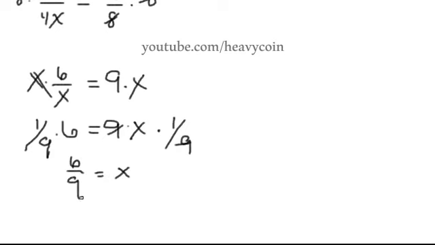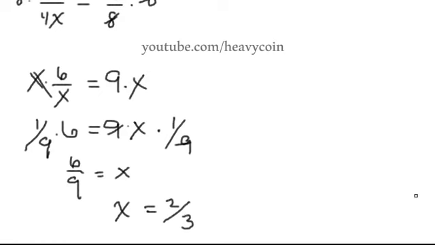Now of course we can reduce this down. And I'm going to write it in the more standard form where the variable's over here on the left hand side. 3 goes into 6 and 3 goes into 9. 3 goes into 6 2 times. 3 goes into 9 3 times. So x is equal to 2/3.